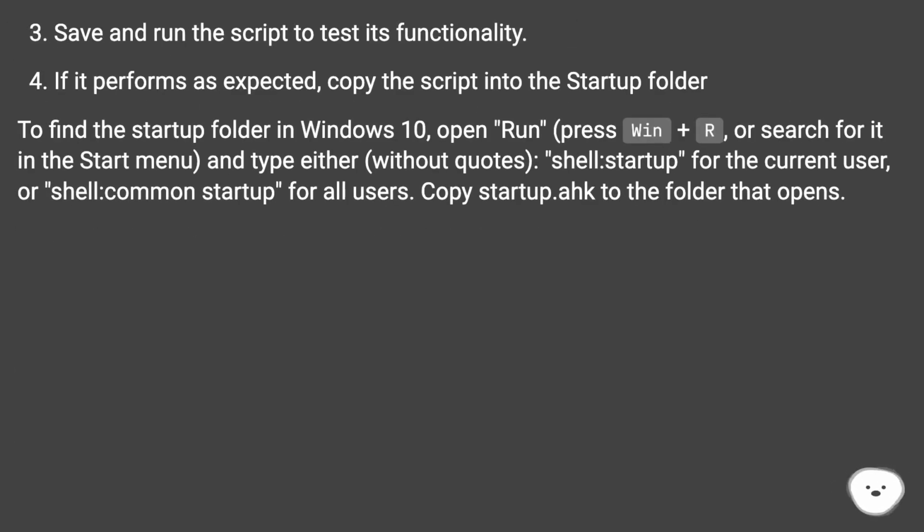Save and run the script to test its functionality. If it performs as expected, copy the script into the startup folder. To find the startup folder in Windows 10, open Run, press Windows plus R, or search for it in the Start menu, and type either, without quotes, shell:startup for the current user, or shell:common startup for all users. Copy startup.ahk to the folder that opens.